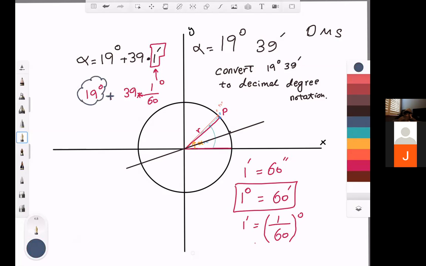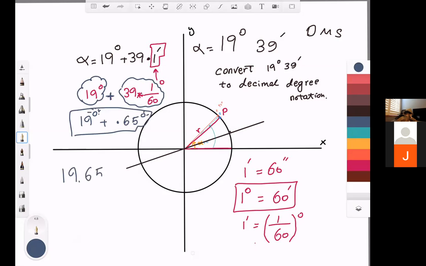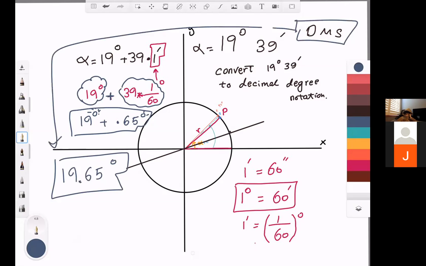So we have 19 degrees plus 39 times 1/60. What do we get here? What is 39 divided by 60? 0.65 maybe. 0.65, yeah? 0.65 degrees. So the final answer when you add them, now both of them are in degrees, will be 19.65 degrees. Good. So now you know how to convert DMS to decimal degrees.